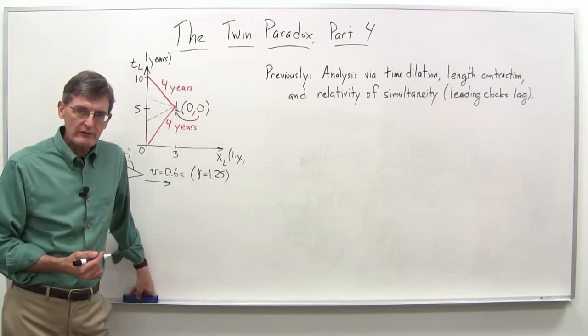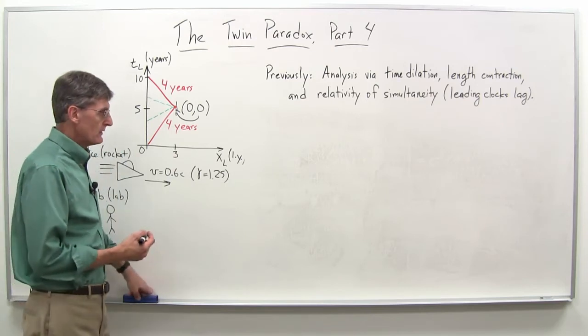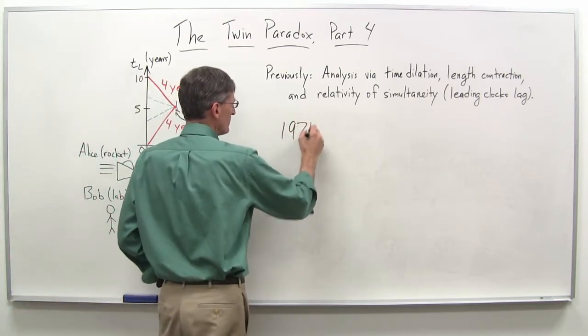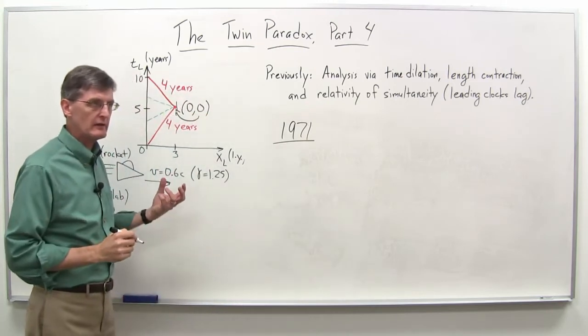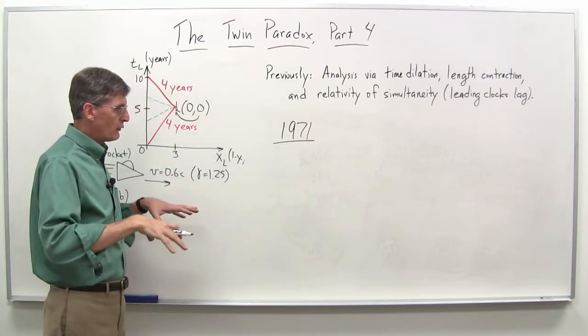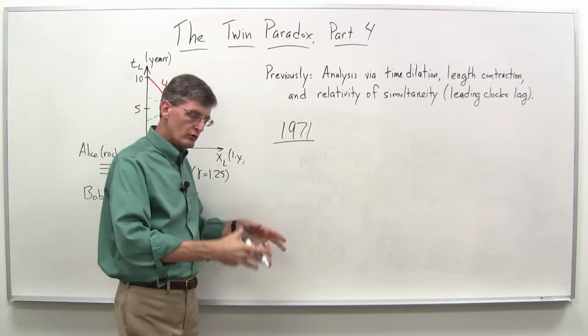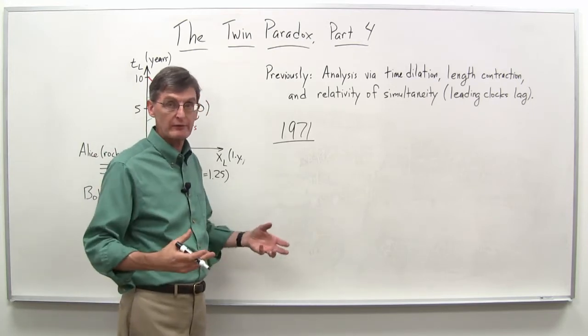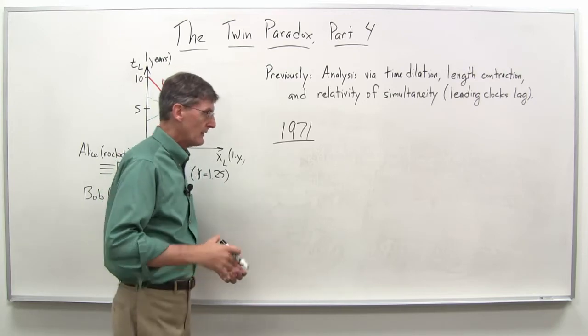But I've also mentioned these airline experiments they've done. The first one, just if you're interested a little bit in this, was done in 1971, I believe, where they had 2 accurate atomic clocks on the ground, and then they took some portable ones up in commercial airliners, actually, and flew around.